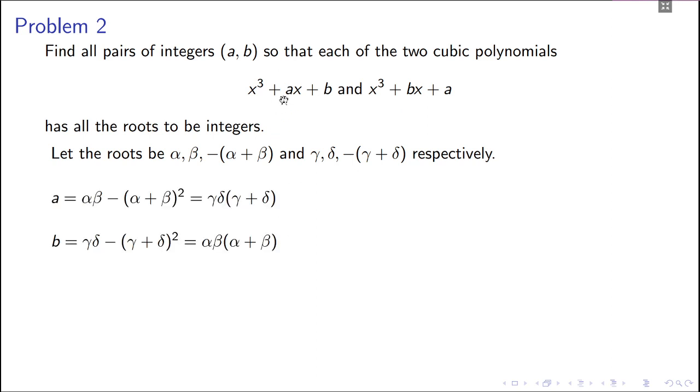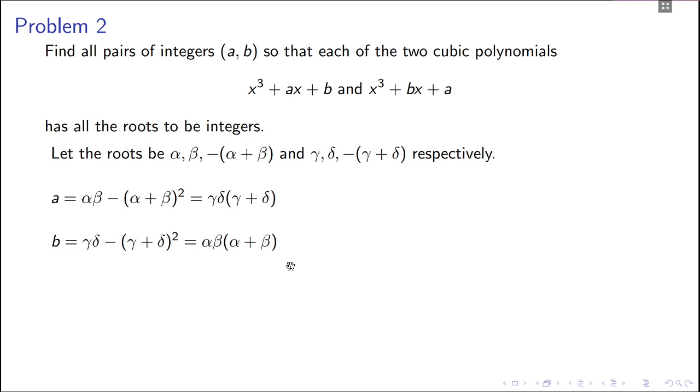So for A, you take the pairwise product and the sum of that. So it's alpha into this plus beta into this plus alpha beta. It will turn out to be this. And A, you can also write from here. It's actually the product of these three roots with a minus sign. So it's gamma delta into gamma plus delta. Same for B you can write.